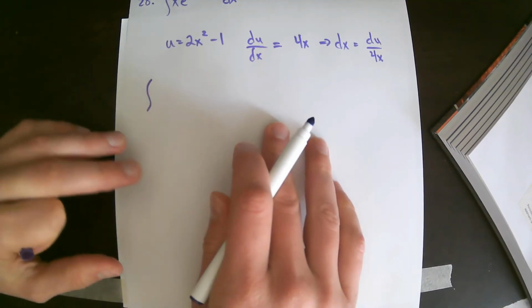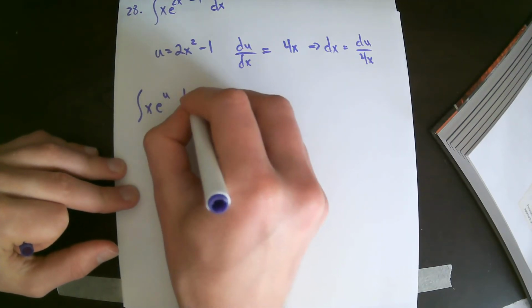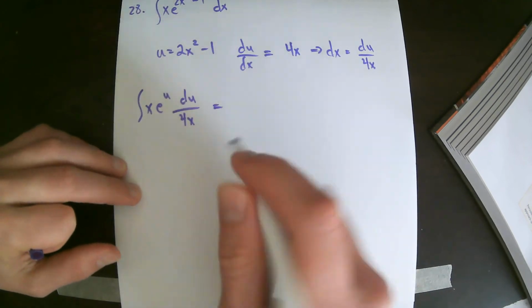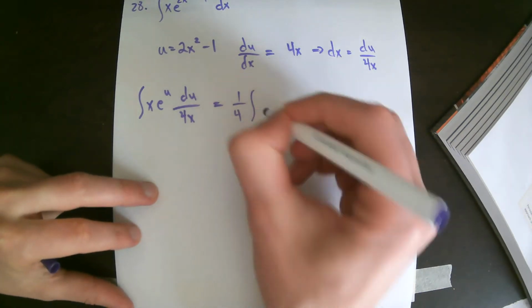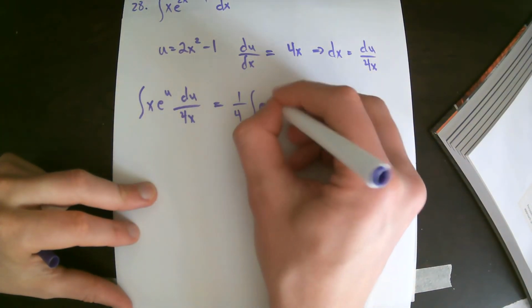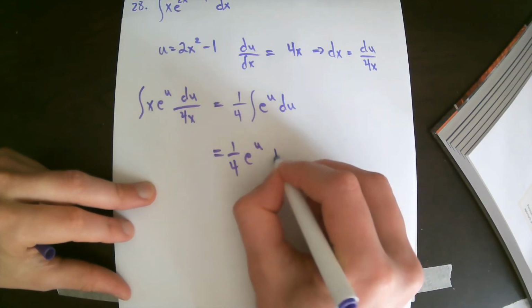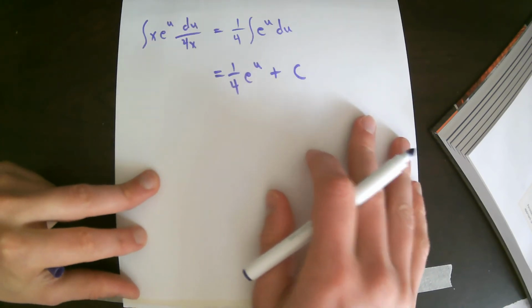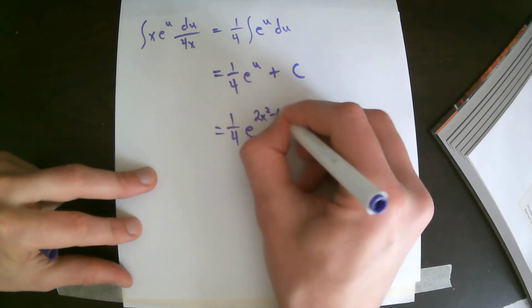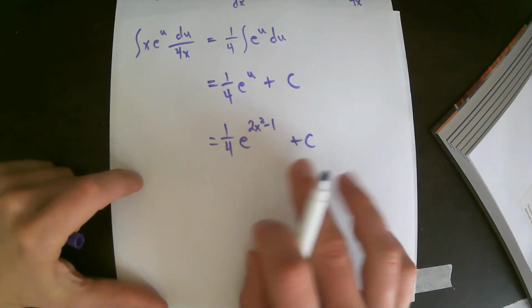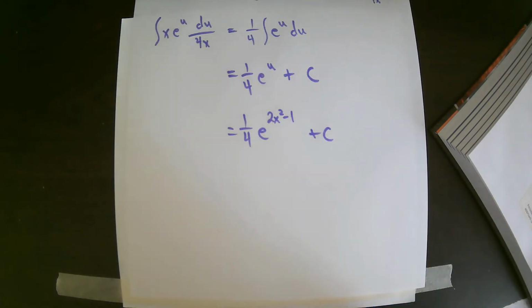Now replacing everything in the integral, I'm getting x times e to the u, and then dx is du over 4x. The x's cancel. I'll be left with a 4 in the denominator. Let me go ahead and pull that 4 out as a 1/4 because it's in the denominator. And then I just have e to the u du, but that's the nicest integral because that's just e to the u plus my constant of integration. And then just replace u with 2x squared minus 1, and then plus c. Okay. Any other good ones to look at?